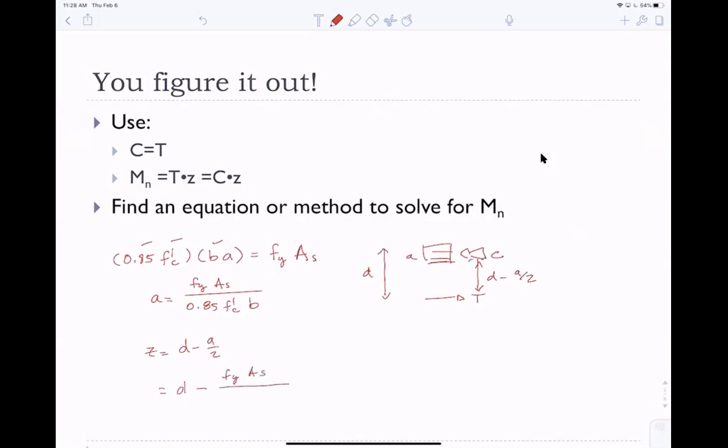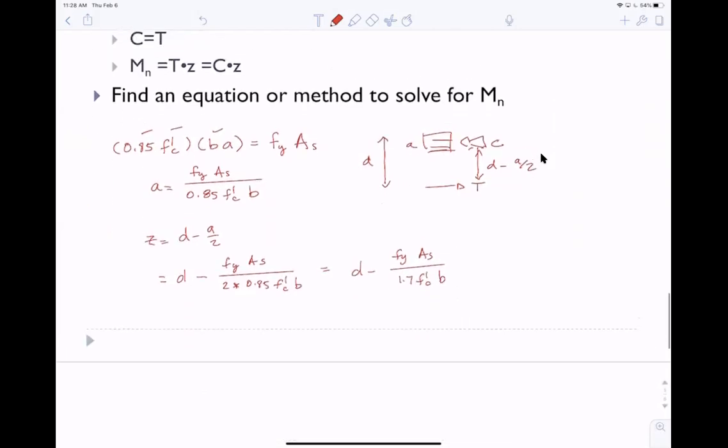So that's d minus Fy As over 2 times 0.85 f'c times b, and 2 times 0.85 is 1.7 f'c b.